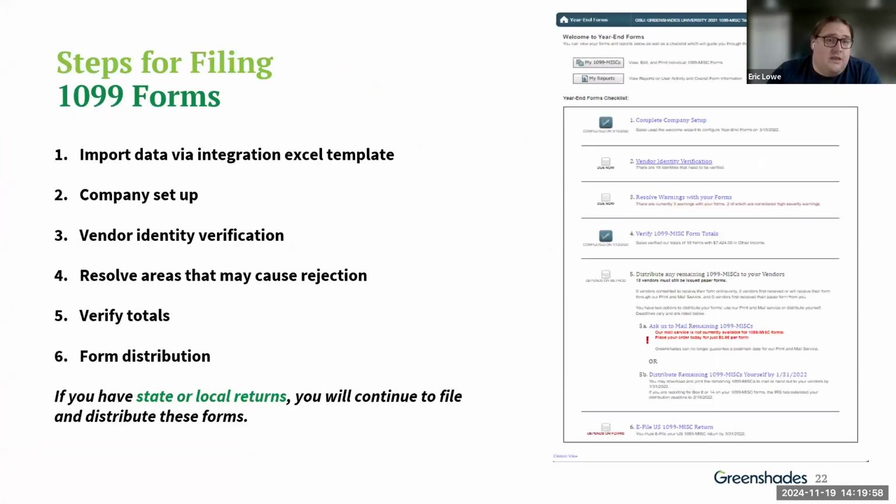That being said, we'll take a look at what the general steps will be. For filing, first, get your data imported via whatever integration you're using, in Excel format. Second, make sure your company is set up properly. Number 3 is having your vendor identity verification. Then check for any issues in your format or data that may cause a rejection, things like negative amounts where they shouldn't be, too many decimals, things like that are common issues. Verify your totals, and then you can move to distribute your forms. Just one little note there, if you do have state or local returns, you will continue to file and distribute these forms yourself.